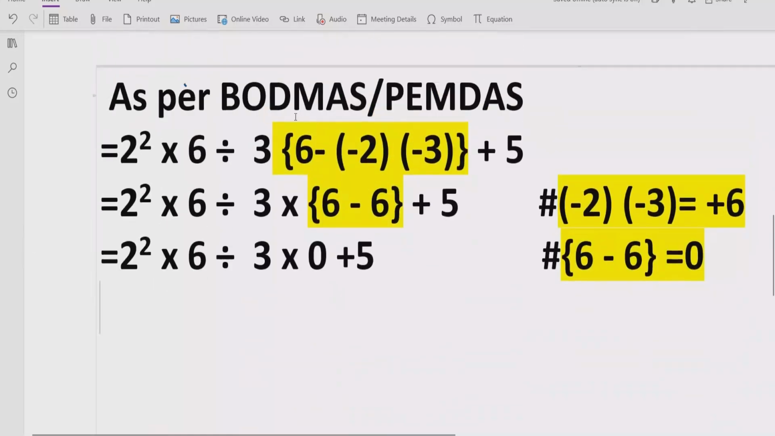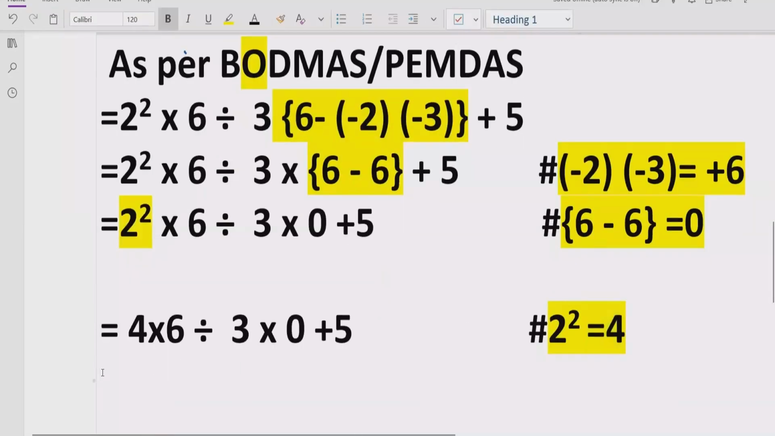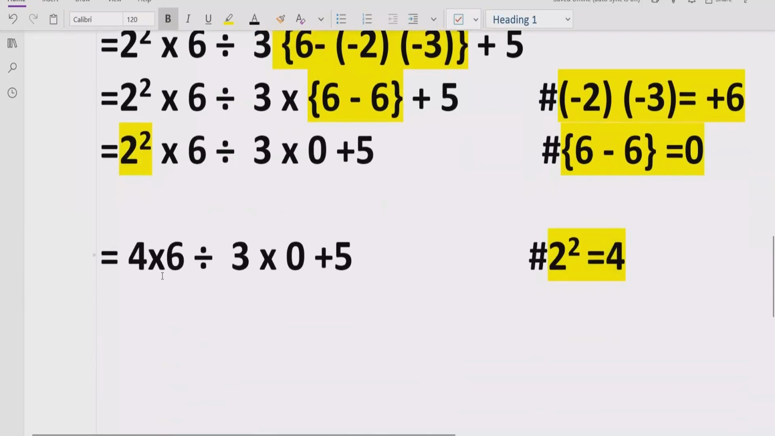Now, according to the BODMAS and PEMDAS rule, we have to solve the exponent or power of any number. So here we have the exponent, and we will solve this one. We will write 2 twos are 4, multiplied by 6, divided by 3, minus 3 multiplied by 0, plus 5. And again we will give the reference here: 4. Now, our expression does not contain any bracket or power.